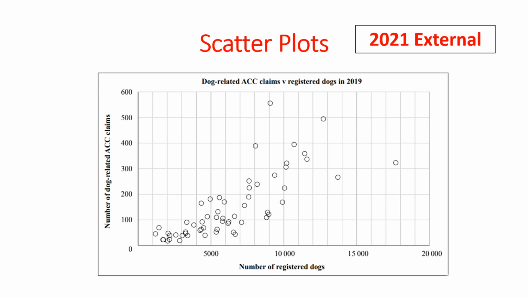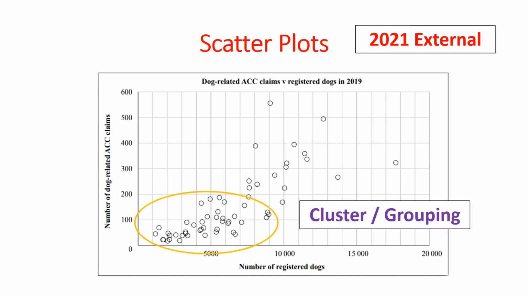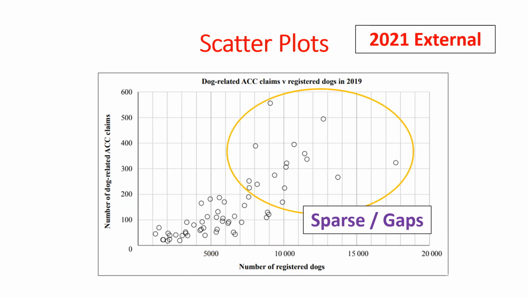Right, some other features we can talk about. Well, look at this. We have a cluster of councils down in this region, less than 10,000 dogs registered and under 200 claims. And not so many councils in this region, a little bit more sparse and quite a few gaps. Maybe there's some data missing and we might have to go and collect more data. Or we just may not have that data. There might not be that many councils in this region with that many dogs.